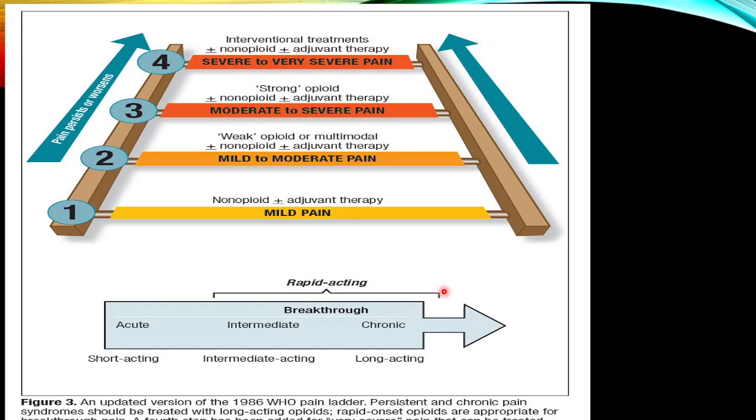The WHO analgesic ladder was a strategy the World Health Organization proposed in 1986 to provide adequate pain relief for cancer patients. The analgesic ladder was part of the vast health program termed the WHO Cancer Pain and Palliative Care Program.